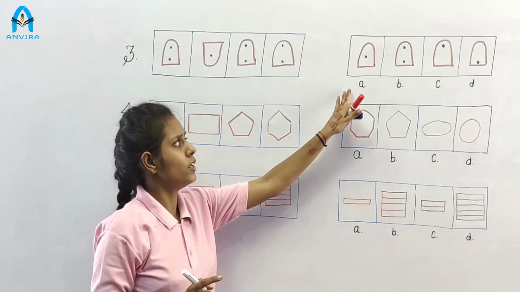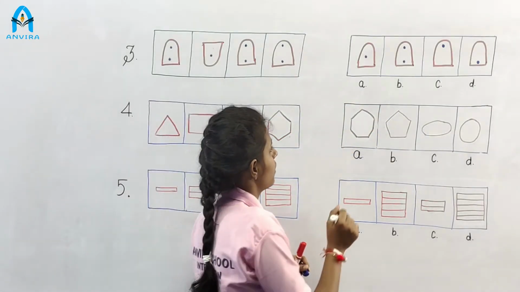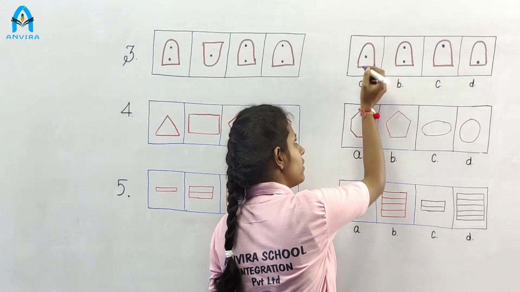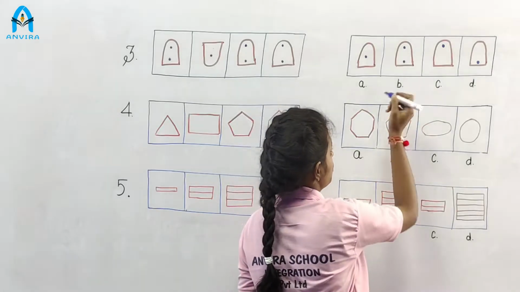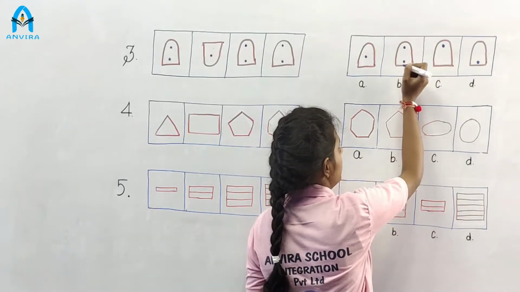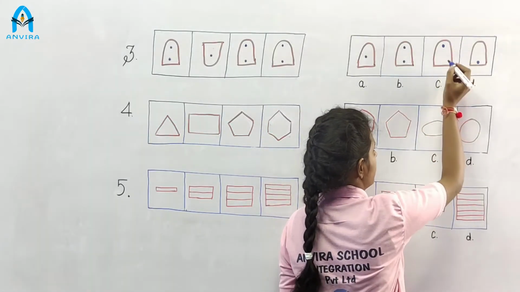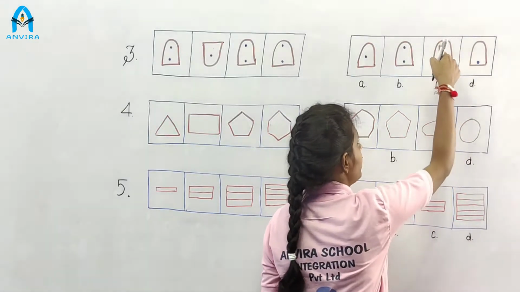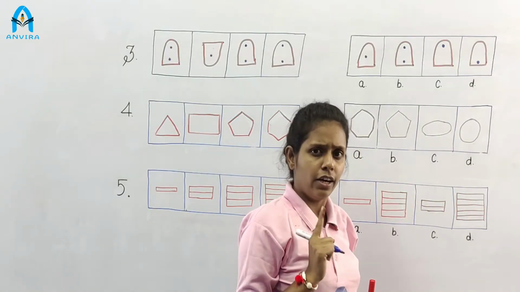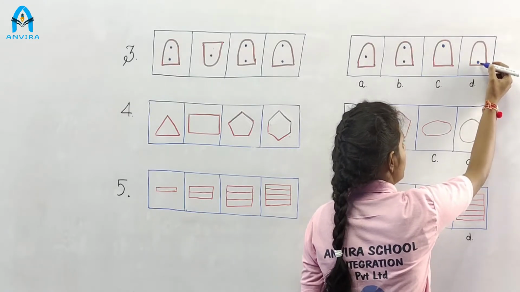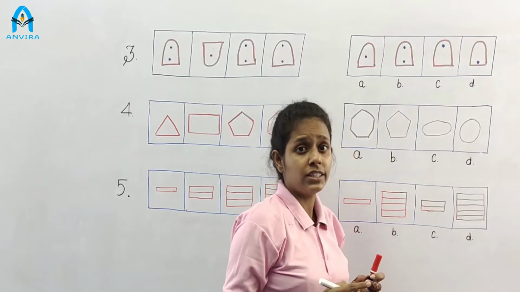Here, first look at the options. Option A, a pattern with 1 dot. Option B, a pattern with 2 dots. Next, a pattern with 1 dot on the upper side of the pattern. Option D, a pattern with a dot which is lower.